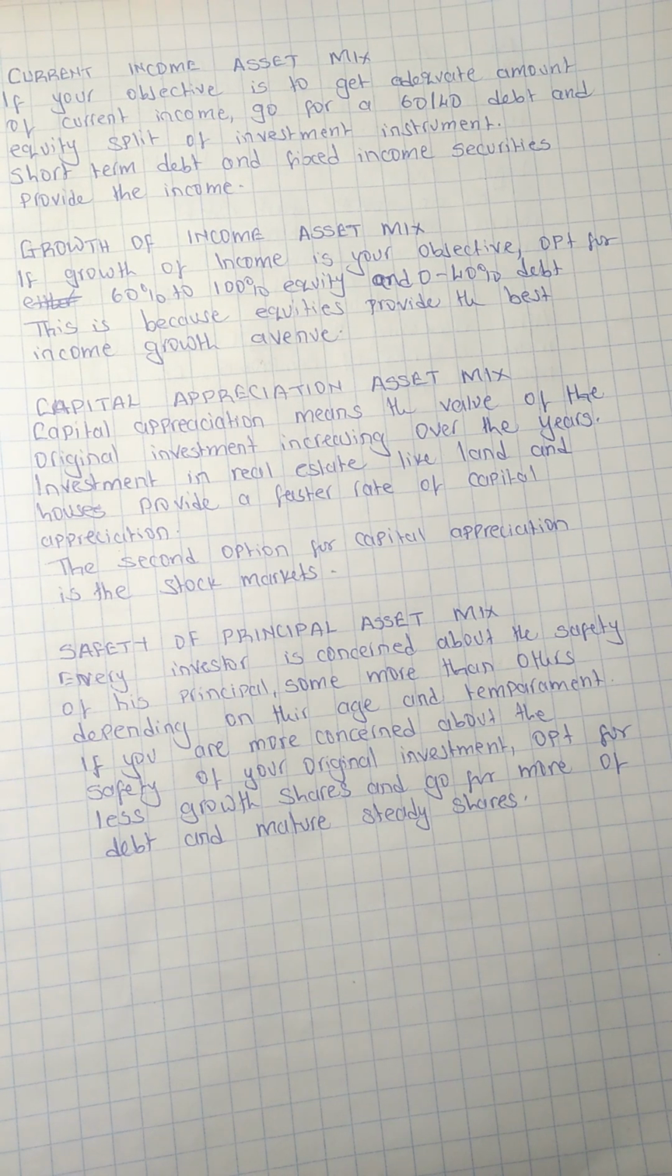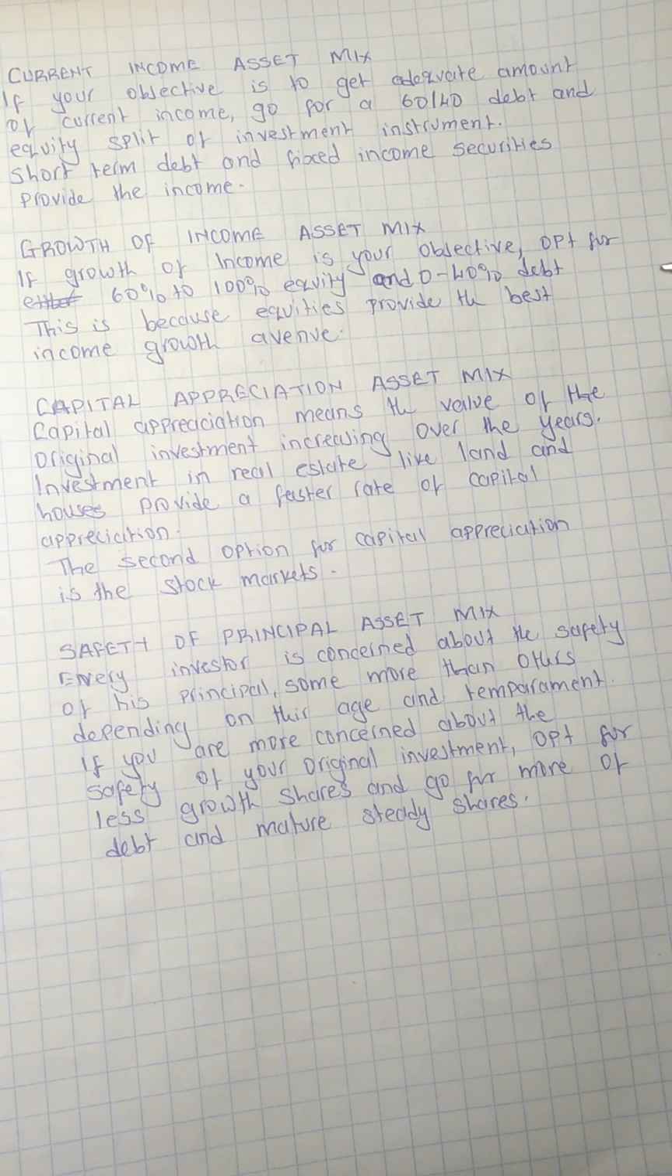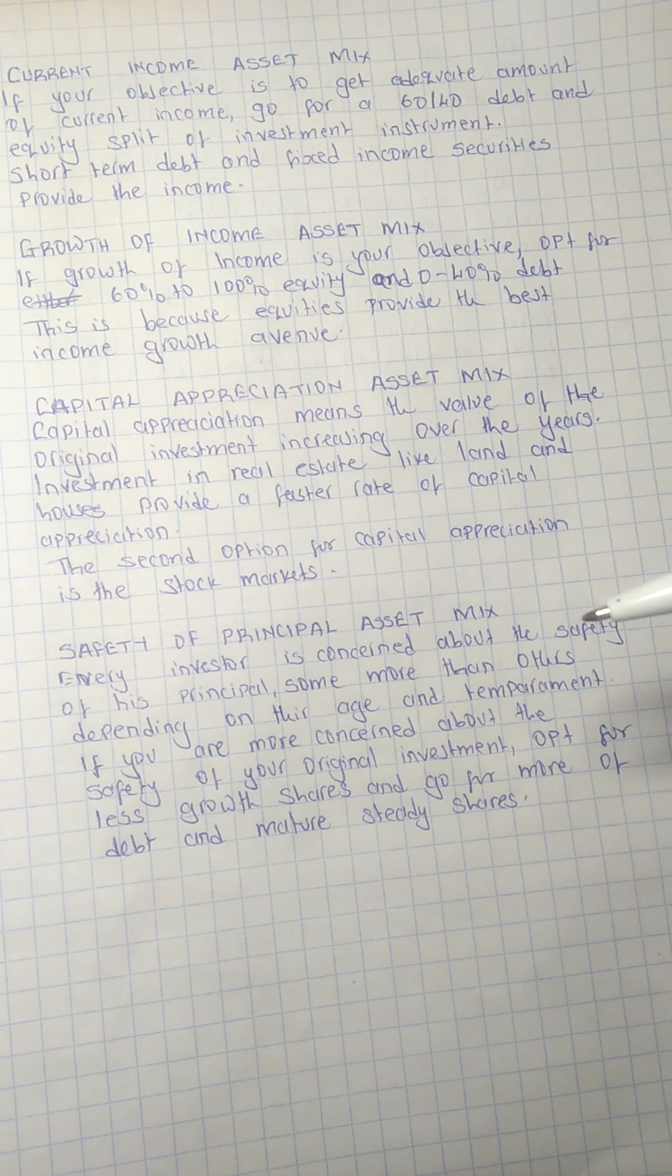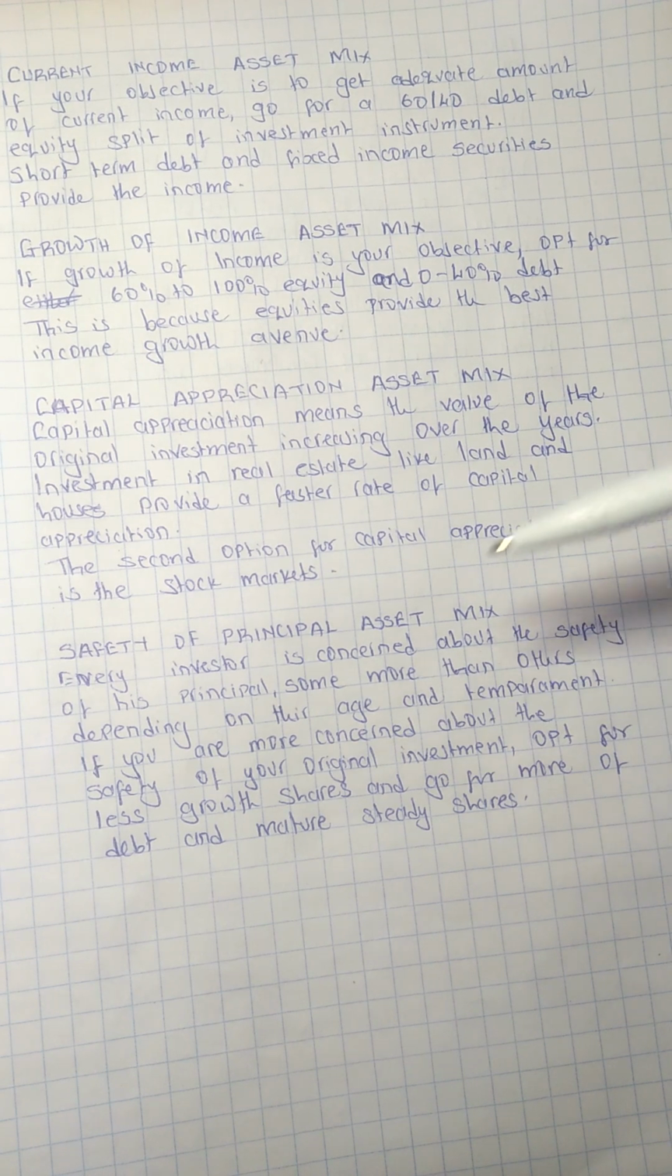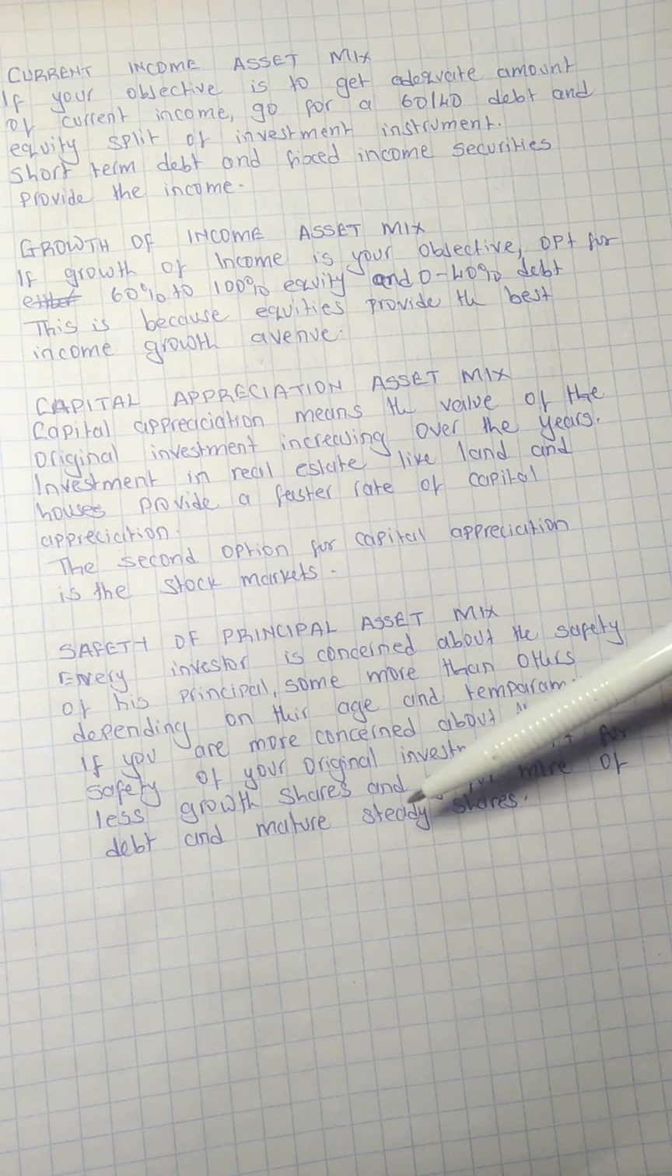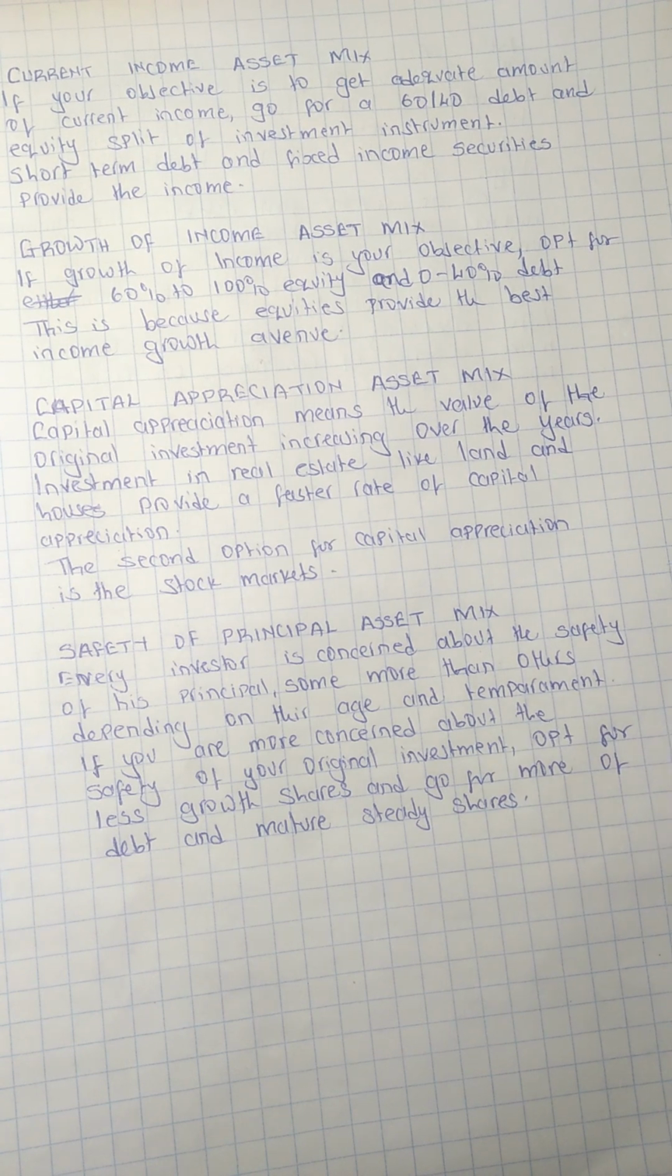When you're young, of course, you have the time to be a little bit riskier, to be a risk taker. So maybe safety of principal may not bother you as much as a person who is looking to retire in 2 years. You don't want to be losing money while you're retiring in 1 year, 2 years, a few months. So if you are more concerned about the safety of your principal, the safety of your original investment, opt for less growth shares and go for more debt and mature steady shares.